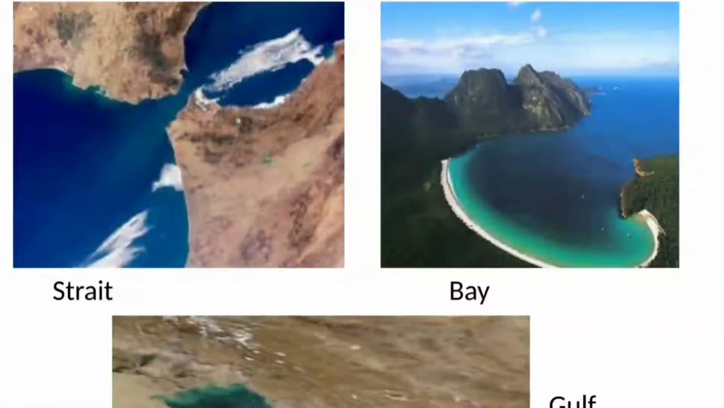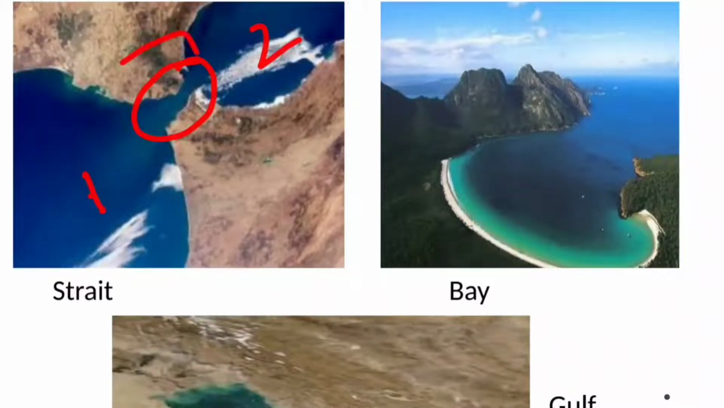The first one represents a strait. This is a narrow body of water, and this narrow body is connecting these two large water bodies. This is the two large water bodies, and this small water body is connecting them. So this is representing a strait.